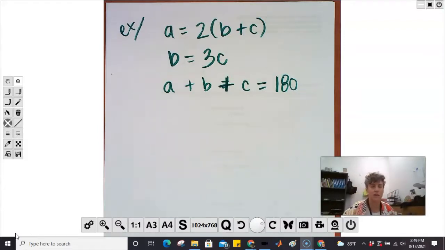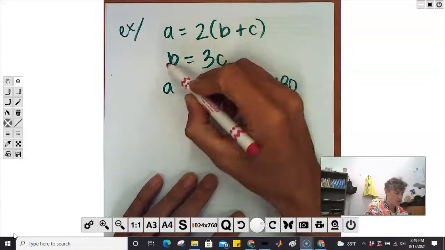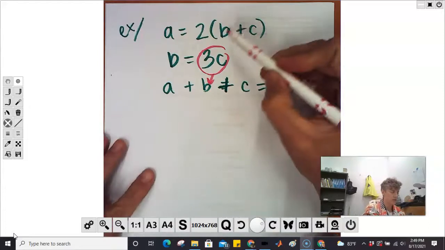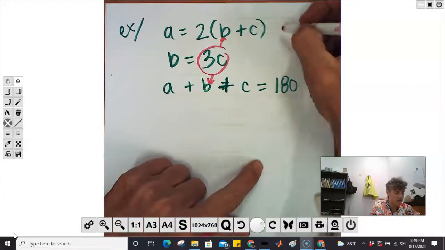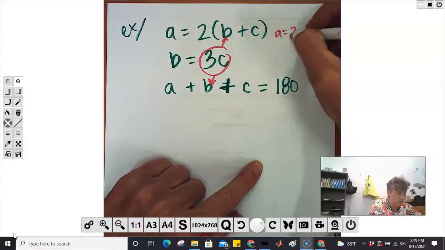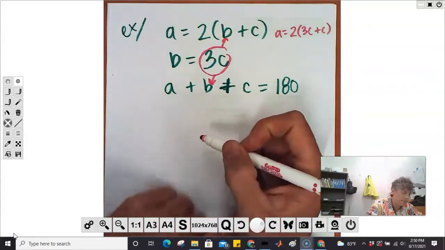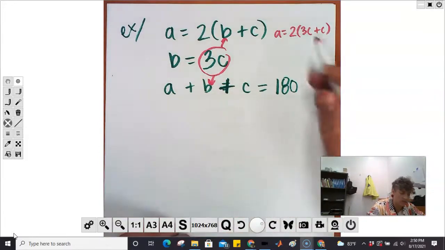So now we get on to the business of solving. Okay, so let's use some substitution on this one. In this third equation, let's plug in for what B is, 3C, into here. And let's also plug that into our second equation. So in our second equation, we'll now have A is equal to 2 times 3C plus C.